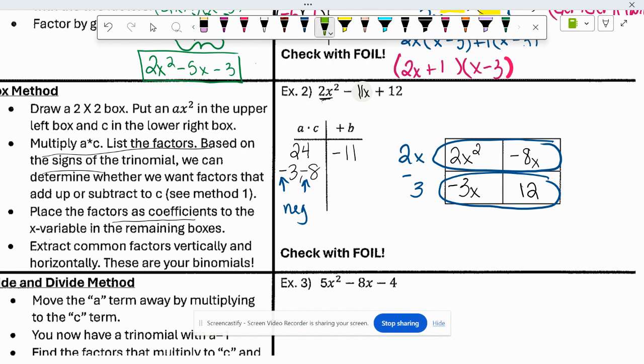Now we're going to go vertically. What's the greatest common factor between 2x squared and negative 3x? X. What's the greatest common factor between negative 8 and 12? 4, yeah. And it's going to be joined with a minus sign. So my factors are 2x minus 3 times x minus 4.